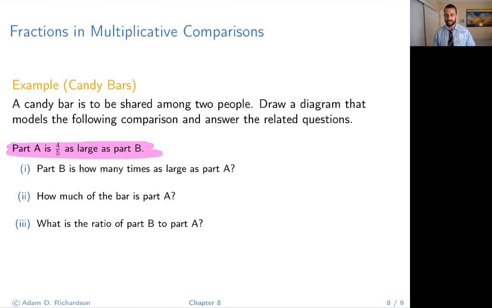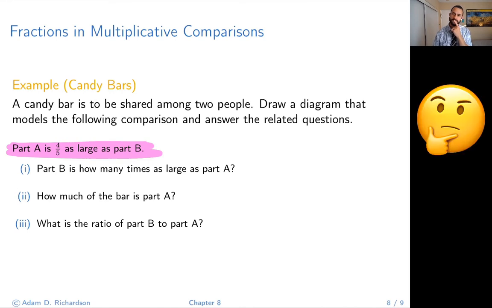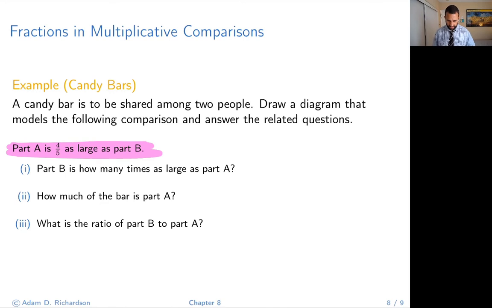Actually, let me ask you this. If we can cut B into 5 pieces and A is going to be 4 of those pieces, and we know that the whole candy bar is going to be the amount that A is and the amount that B is, how long or how many pieces should the whole candy bar be? Think about that for a minute. All right, now let's do it together.